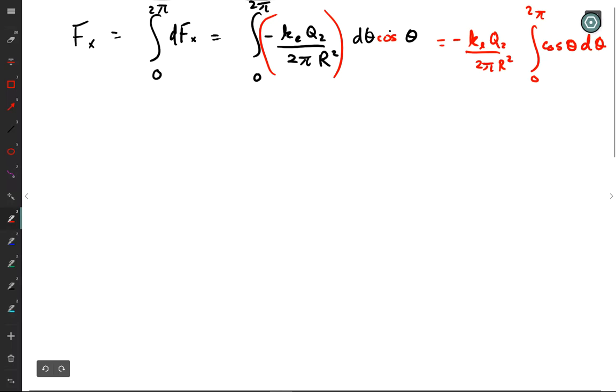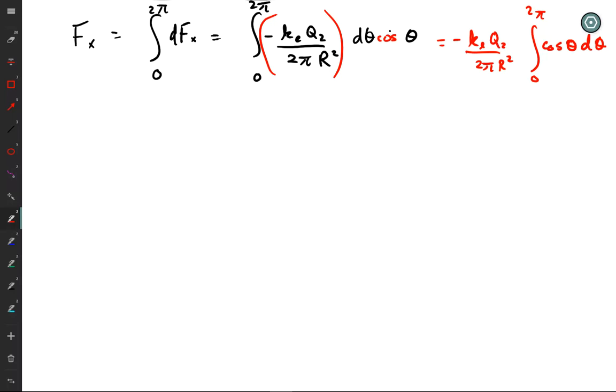Okay, flawed minds work. So I basically have to integrate cosine theta d theta over one cycle. What's the integral of cosine theta d theta over one cycle? The integral of cosine will be sine, and then you put in the substitution. So I'd have sine of 2 pi minus sine of 0. Sine of 2 pi is vertical, so it'd be 0. It's 0 minus 0.